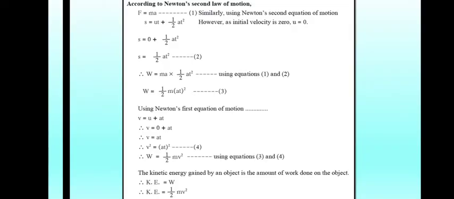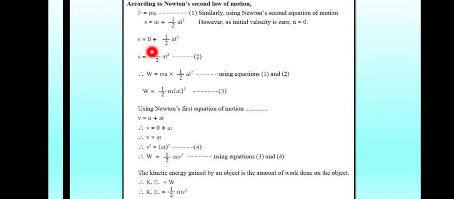Now according to Newton's second law of motion, force is equal to mass into acceleration. Correct? Now we are going to use Newton's second equation of motion. As the initial velocity is 0, u is going to be 0. So what is Newton's second equation? Displacement is equal to ut, that is initial velocity into time, plus half of acceleration into time square. Followed? So putting the values, this is very simple. You just have to put values. Correct?